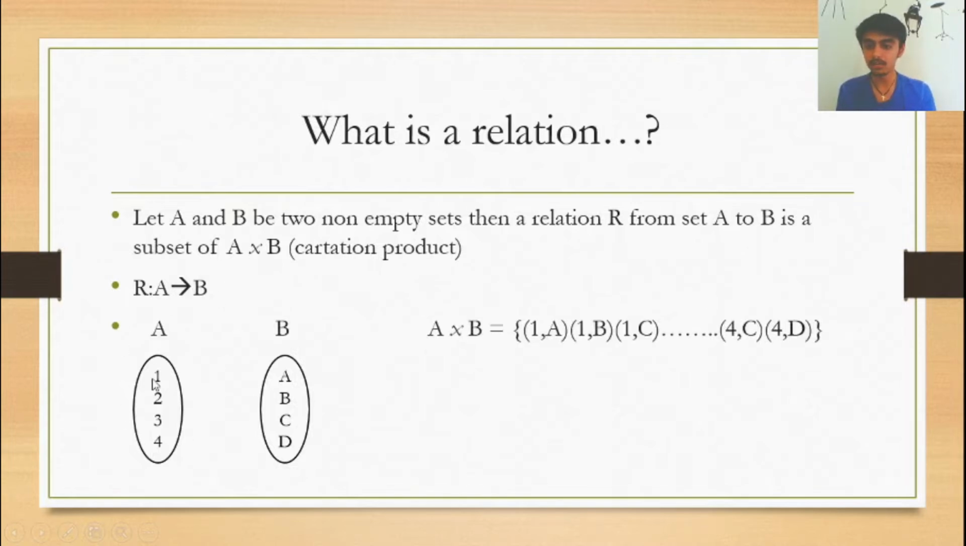Let A here be a set of 1, 2, 3, 4 and B be a set containing a, b, c and d. So A cross B can be written as 1a, 1b, 1c, 1d. Similarly, it would go for 2a, 2b, 2c, 2d, 3a, 3b, 3c, 3d, 4a, 4b, 4c, 4d. This is the Cartesian product, that is the cross product, A cross B. Okay, so till here you guys are with me? Cool.